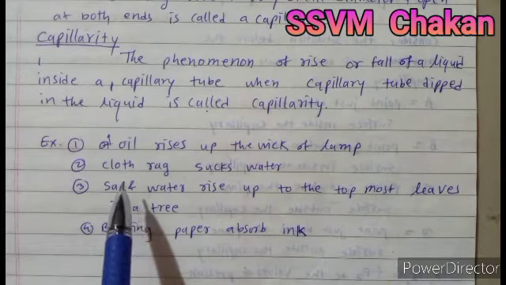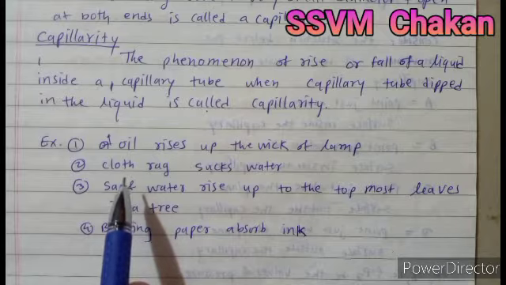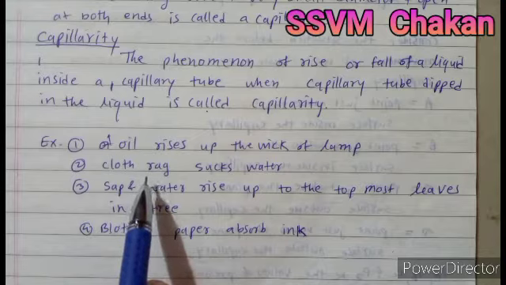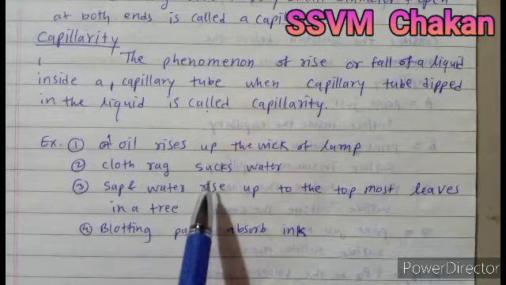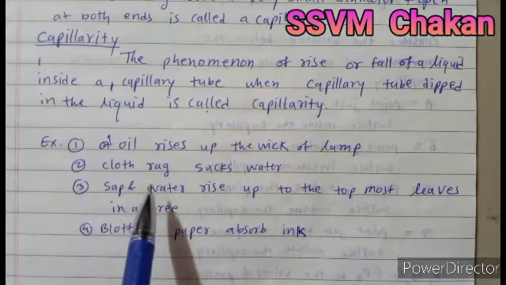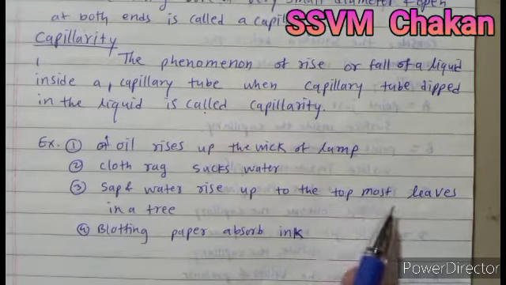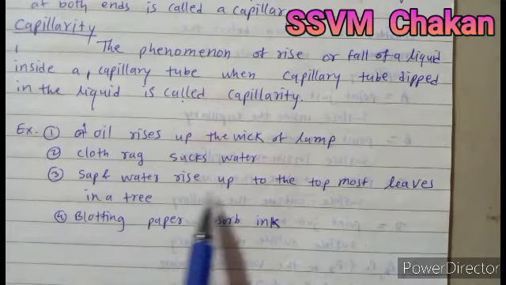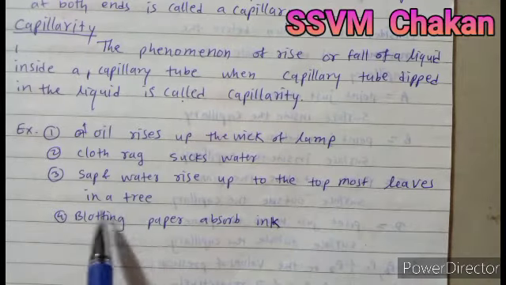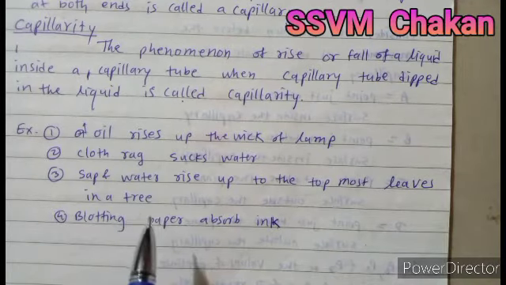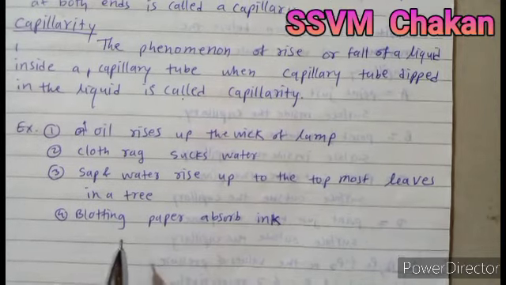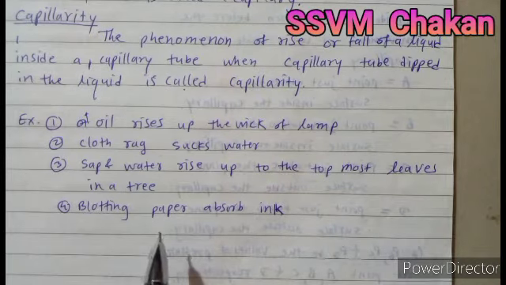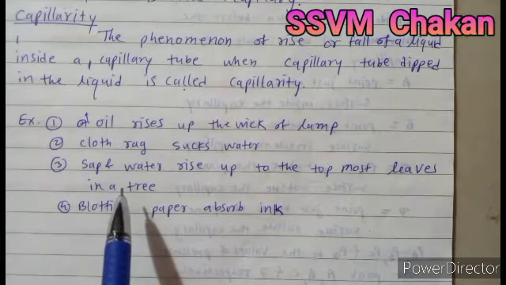When water is spread on tiles and then we use a cloth to remove the water from the tiles, that cloth sucks up the water because of this capillarity action. Or in the case of trees, from the roots, sap and water rise up to the topmost leaves in the tree. This is because of capillarity action. Blotting paper, or any paper, absorbs ink. That process is because of capillary action.